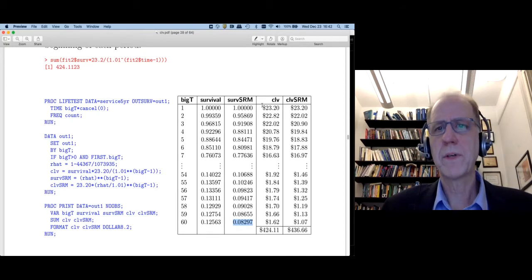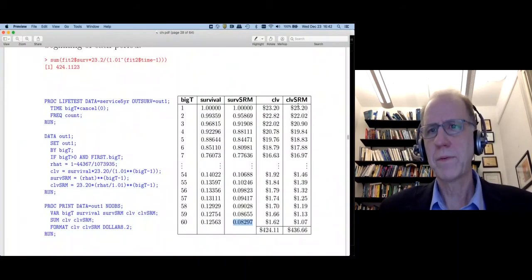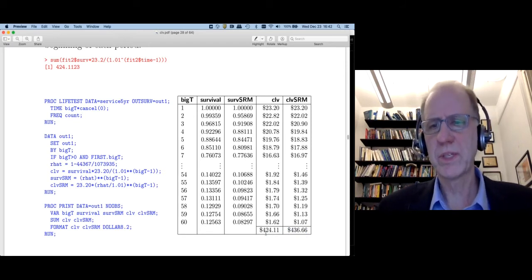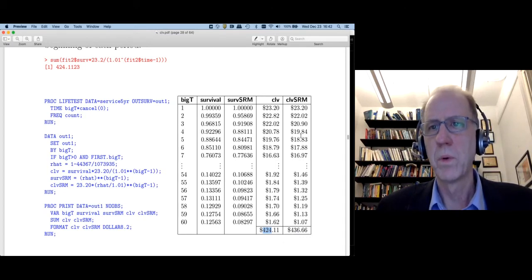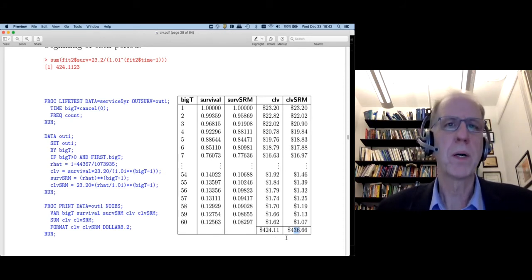And so I've computed the survivor functions with both, using this formula that we had here. I've computed the products of m sub t times these survival functions. I've added them up, and what we see is that using the correct general retention model, we come up with $424 as the lifetime value. With the simple retention model, we overestimate it by a little bit, but it's in the ballpark.